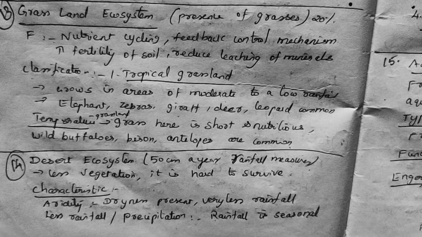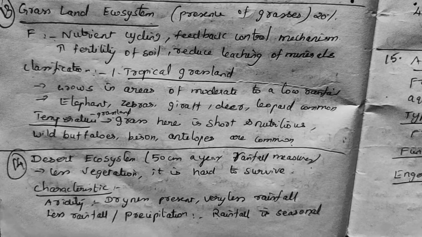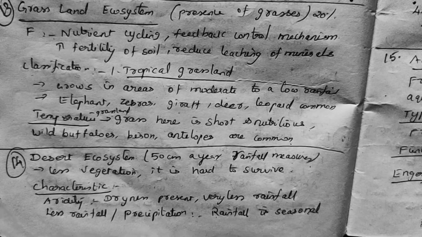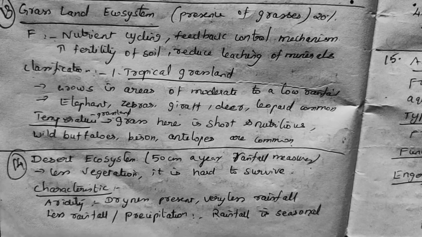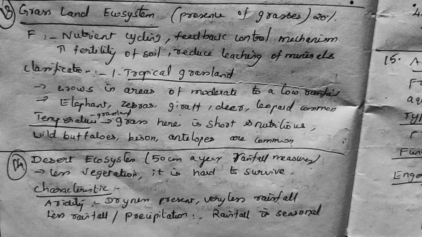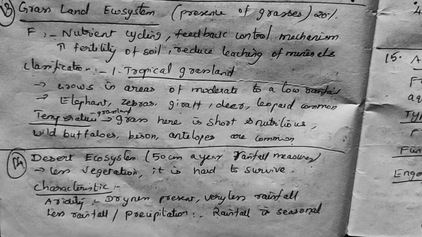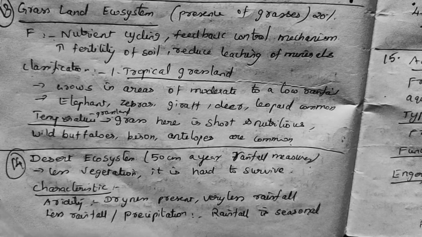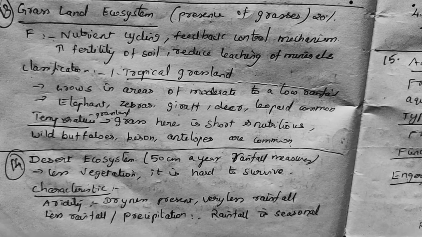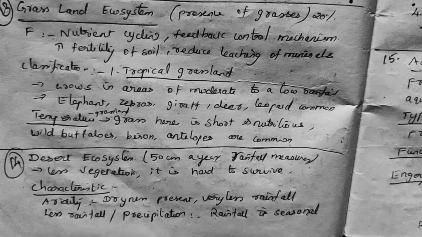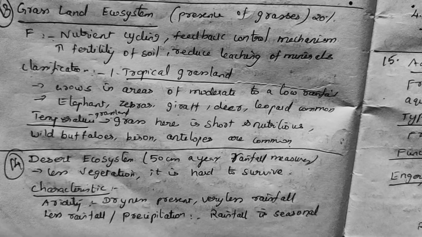And what all the animals you can see? Elephant, giraffe, zebra, deer, and leopard. This is very common in this area. And if you see the temperature of this grassland, grass here is very short and also nutritious. And wild buffaloes, bison, and antelopes are very common in this area.